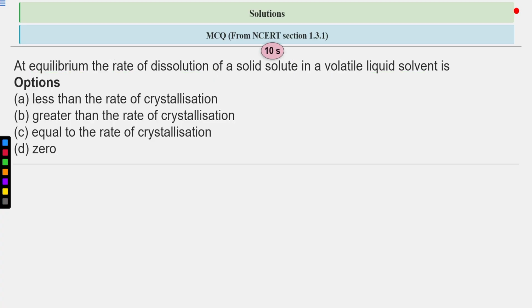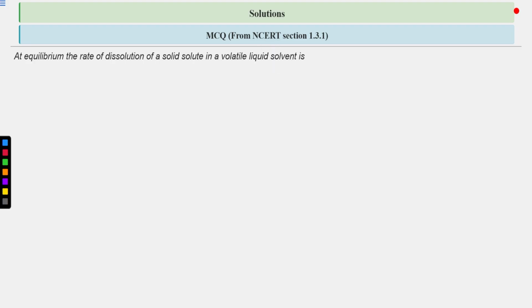So you have some time, go through it, try to solve it, and then we will see what the correct answer is. Let's see. For this question, the correct answer is option C, equal to the rate of crystallization. So let's see how. Let's explain.